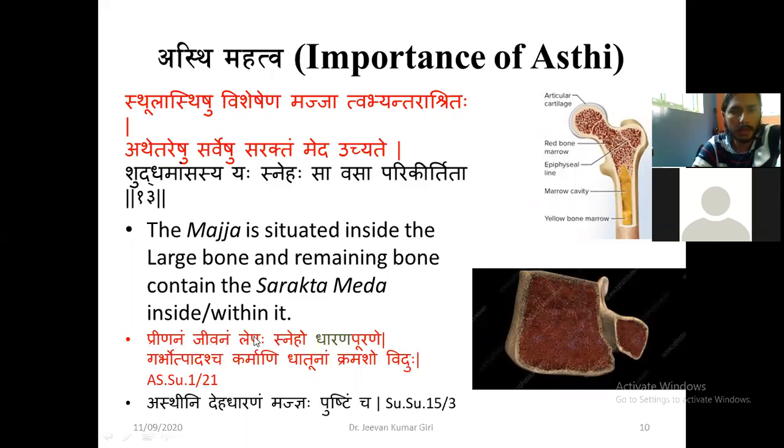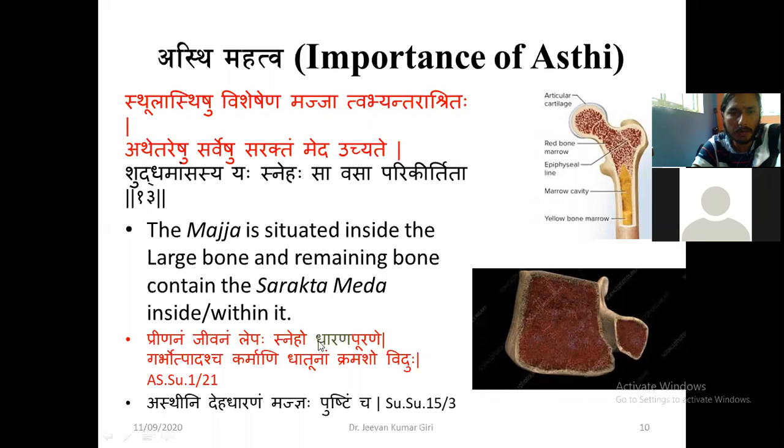प्रीणनं जीवनं लेपः स्नेहो धारणपूरणे गर्भोत्पादश्च कर्माणि धातूनां क्रमशो विदुः. Now see here, these are all the karma of the dhatu. We have 7 dhatu, isn't it? So these given are the functions of the individual dhatu, that is 7 dhatu in order. Now see here, Preenana, that is the function of Rasa. Jeevana, that is the function of Rakta. Lepa is the function of Mamsa. Sneha is the function of Meda. Dharana, that is the function of Asthi.